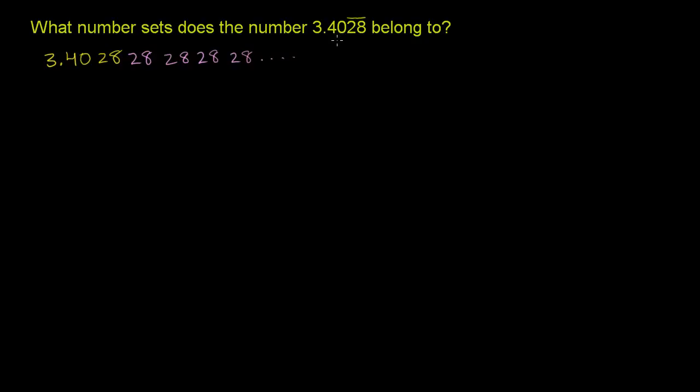Now let's think about what number sets it belongs to. Well, the broadest number set we've dealt with so far is the real numbers, and this definitely belongs to the real numbers. The real numbers is essentially the entire number line that we're used to using. And 3.4028 repeating sits someplace over here. If this is -1, this is 0, 1, 2, 3, 4. 3.4028 is a little bit more than 3.4, a little bit less than 3.41. It would sit right over there. So it definitely sits on the number line. It's a real number.